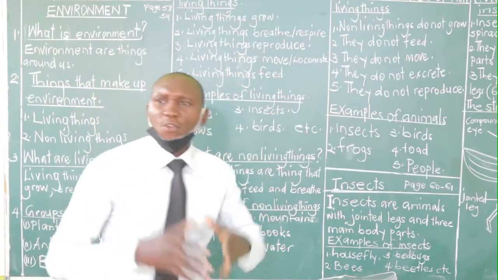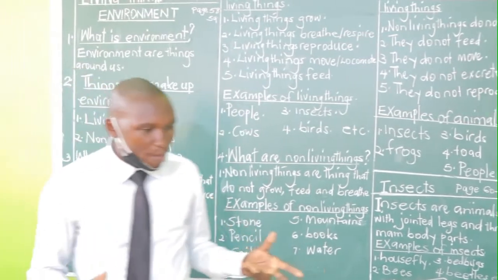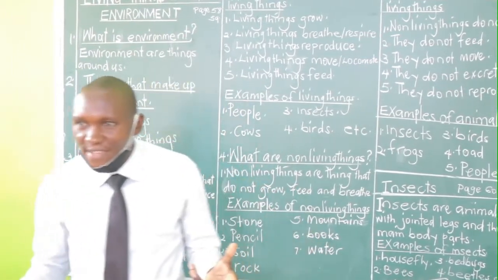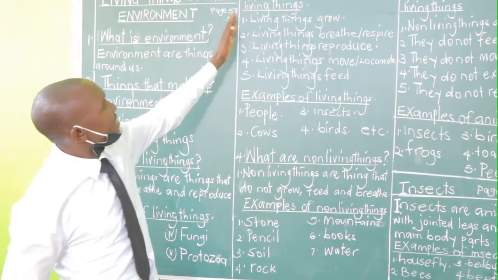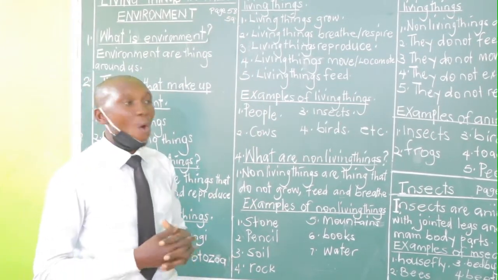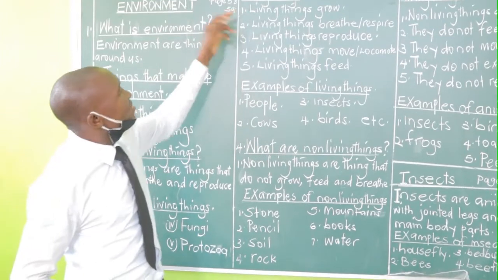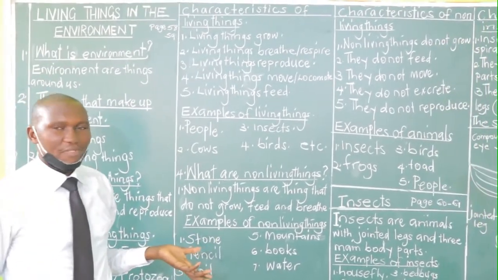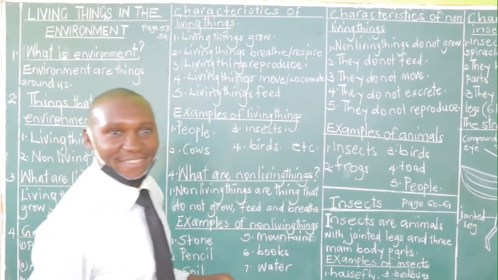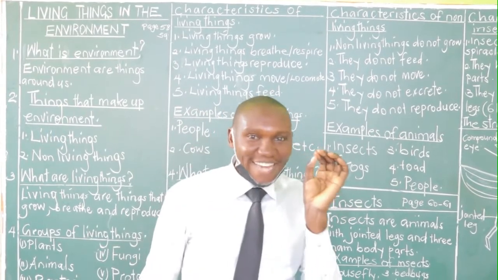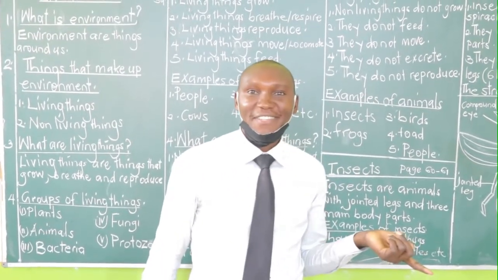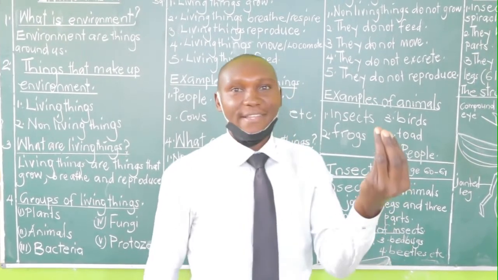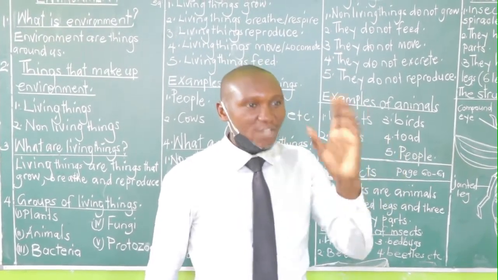In order for you to discover or to know living things around you, first of all, observe the characteristics of them. One, living things grow. An example is you yourself. I want you to imagine the time you were in P2, the time you were in baby. Were you like that? Which means you are growing. And that shows that you are a living thing.